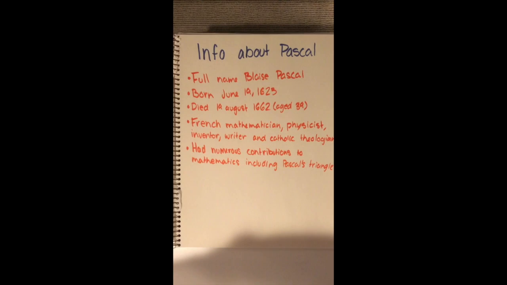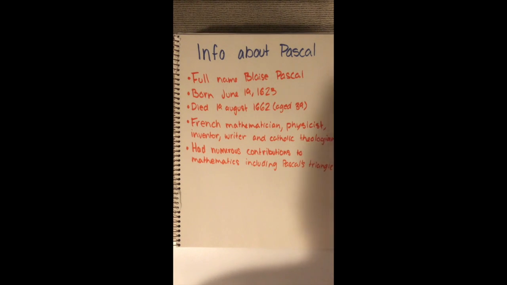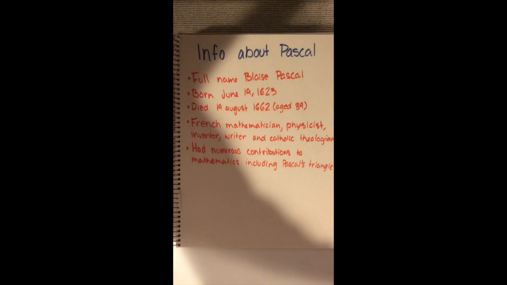So before we start, a little info about its creator. His full name was Blaise Pascal. He was born June 19th, 1623 and died the 19th of August, 1662 at the age of 39. He was a French mathematician, physicist, inventor, writer, and Catholic theologian, and had numerous contributions to mathematics, including Pascal's triangle.